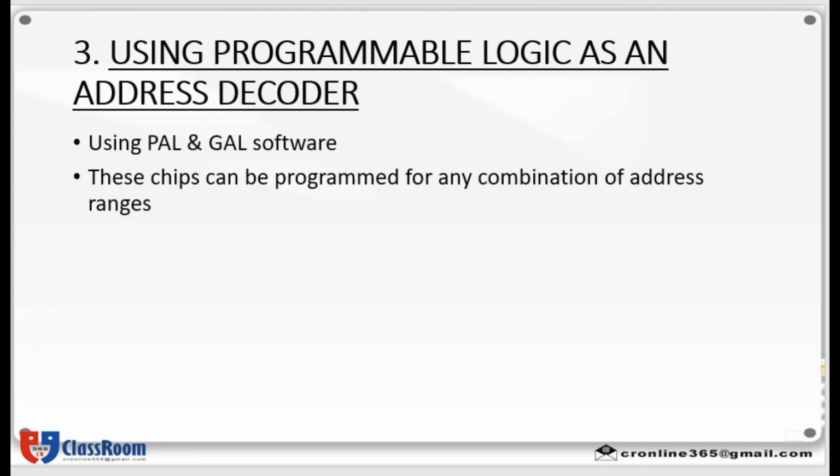Then the third and last one is by using programmable logic as an address decoder. Here we can use PAL and GAL devices. PAL means programmable array logic and GAL means generic array logic. These chips can be programmed for any combination of address ranges.